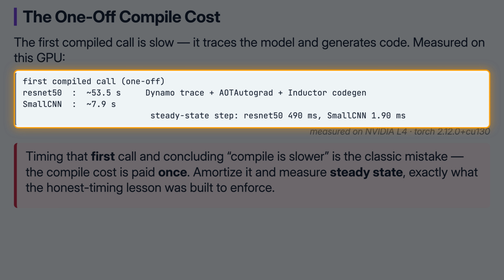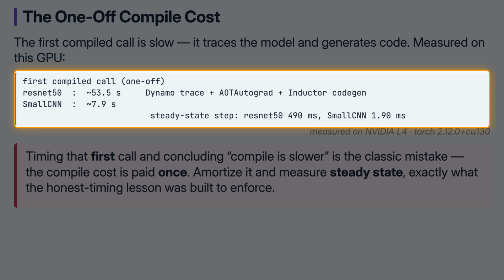The first compiled call is slow because it does real work. A Dynamo trace, then AOTAutograd, then inductor code generation. Measured here, ResNet 50's first call took about 53.5 seconds. SmallCNN's took about 8 seconds.